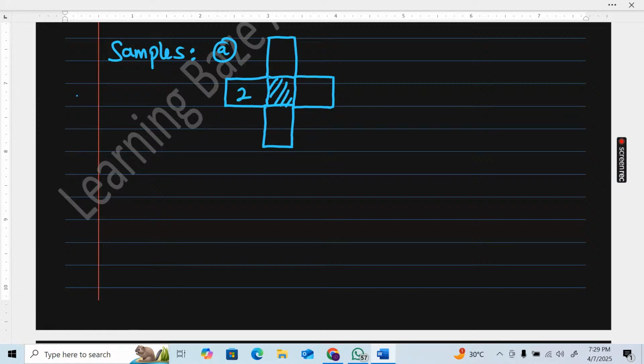So we have 2 on the left, 8 on the right, 1 above and 4 below. That is sample A. Moving on to sample B. Make sure you use your ruler to draw.